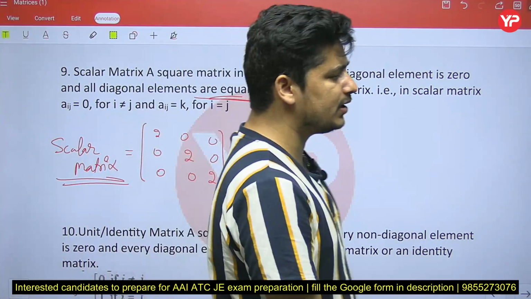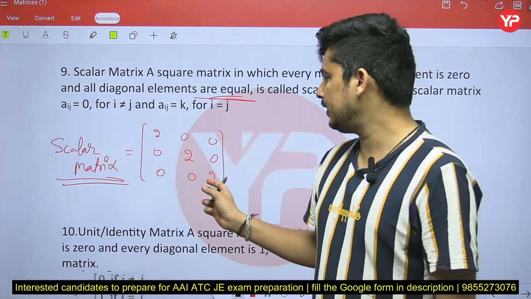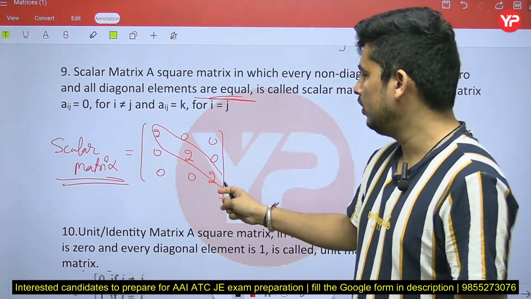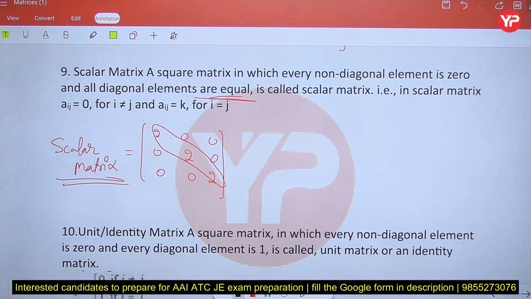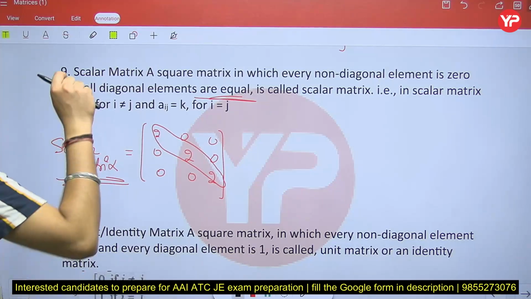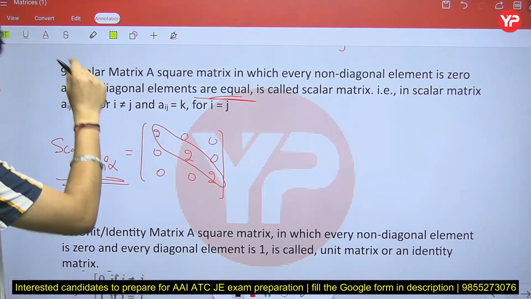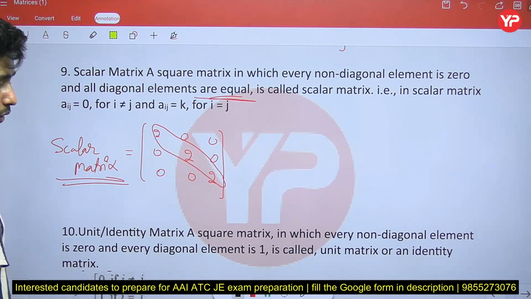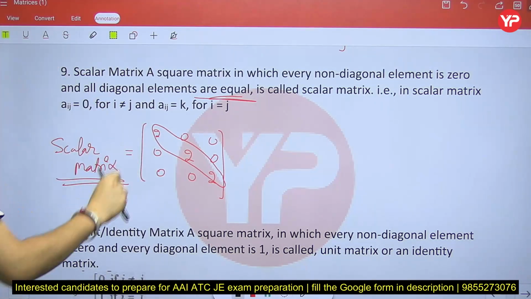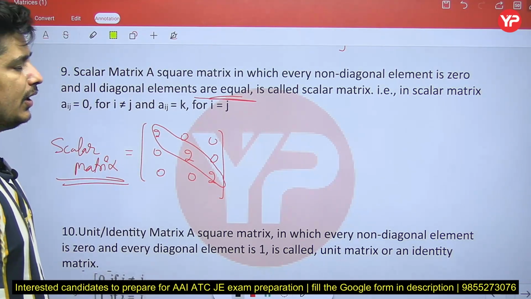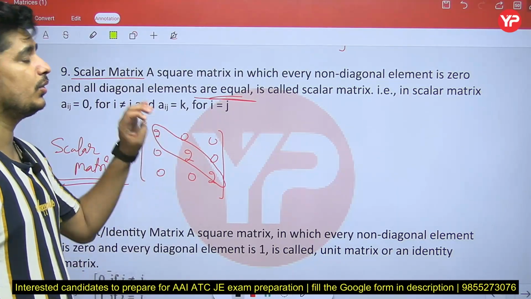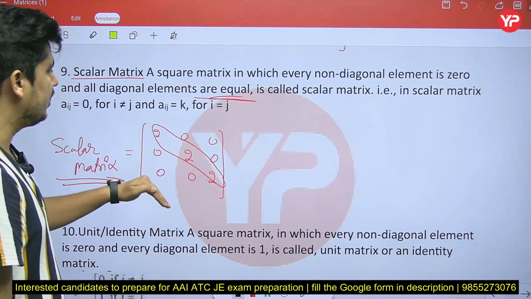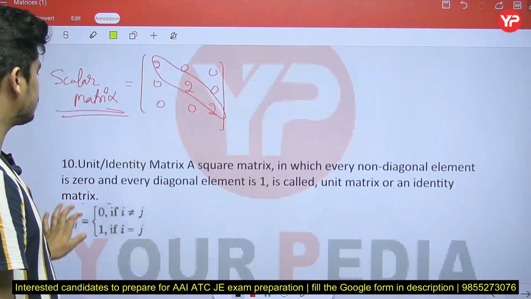So what do you mean by the scalar matrix? That all the diagonal elements are non-zero and all the elements will be equal to each other. Whenever we define a diagonal matrix, it is defined as having all the diagonal elements non-zero. There is no condition that diagonal elements are equal. And when we come to the scalar matrix, the diagonal elements are non-zero and these diagonal elements should be equal to each other.